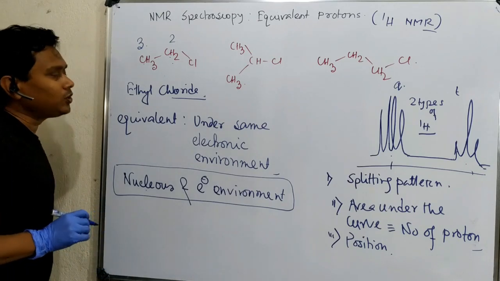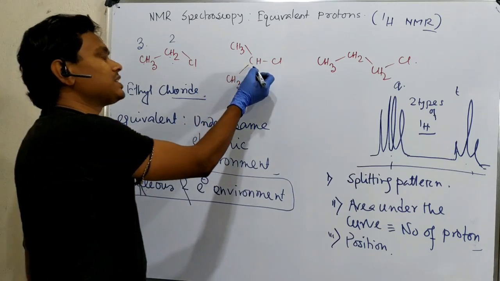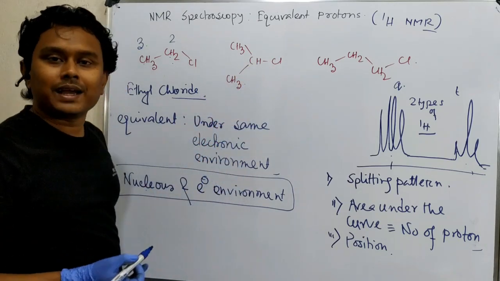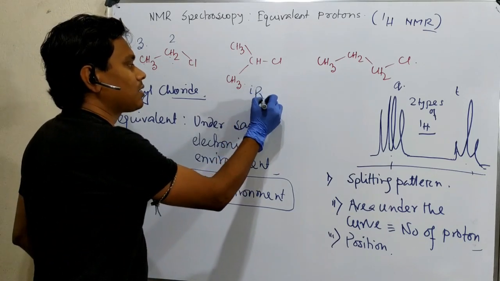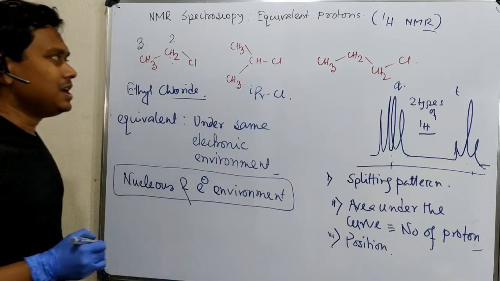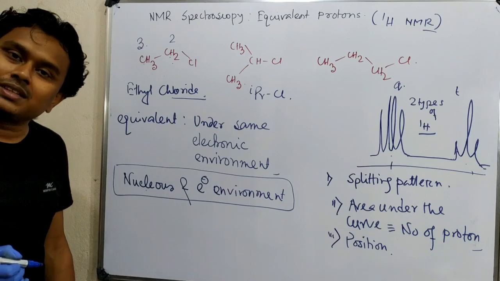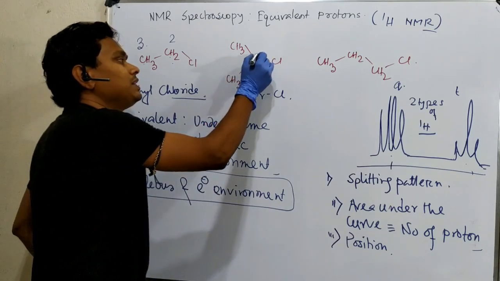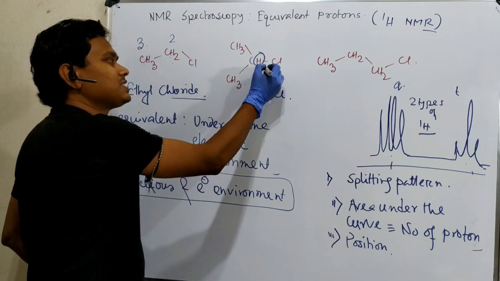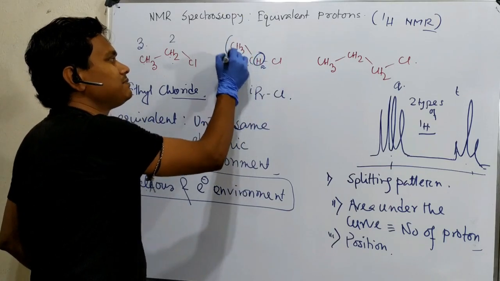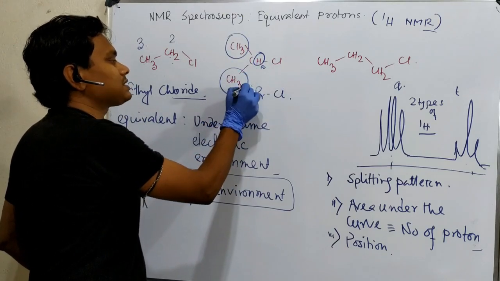Okay, fine. Now if I ask you, in the case of this molecule, this is isopropyl chloride. So how many equivalent protons are there? One equivalent proton. Let's consider this is A and this is B, but both are the same.